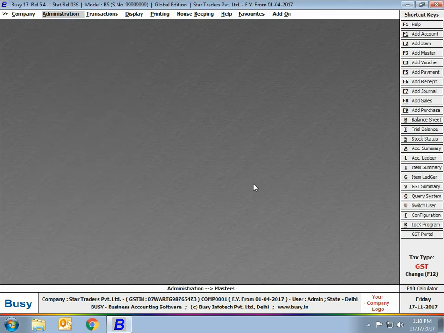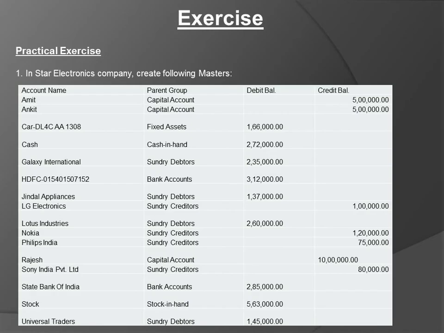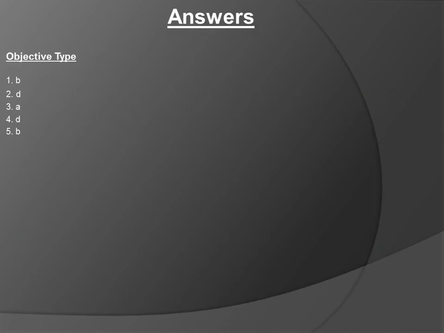So in this chapter, we have discussed the creation, modification and viewing list of account master and the creation of various items, including a service item. Hope after going through this chapter, you will be able to easily create account and item master in Busy. At the end of the chapter, we have provided certain exercises. You can view the exercise on screen and attempt it.